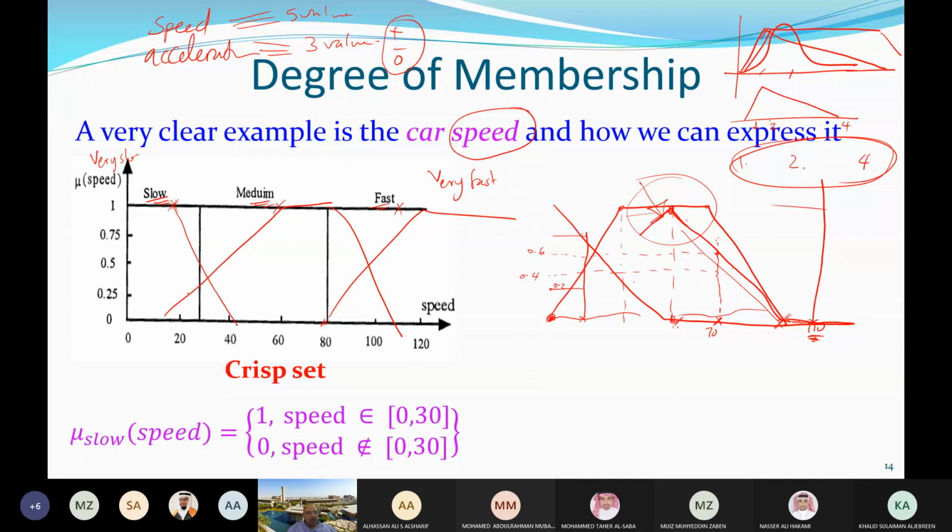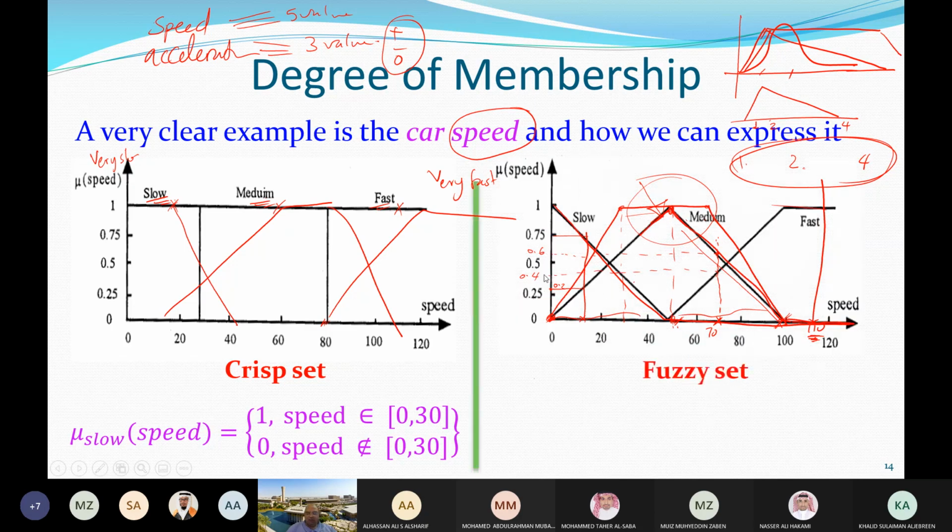So if you have the crisp set or classical set, you can see here the hard limit of the slow, the hard limit of the medium, and so on. But definitely for fuzzy, you have graduality in changing between slow and medium and fast.